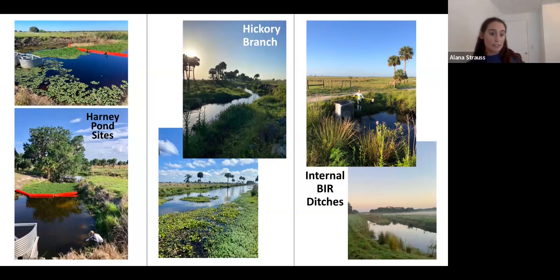In the dry season, a lot of this is pumped, so most of the water is from the Harney Pond Canal, and then in the wet season, it's not as pumped and most of it is runoff from the ranch.